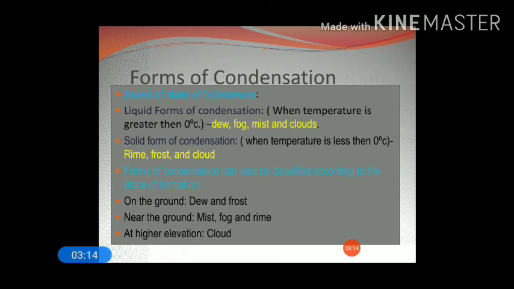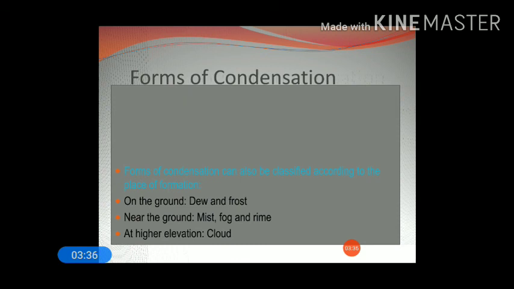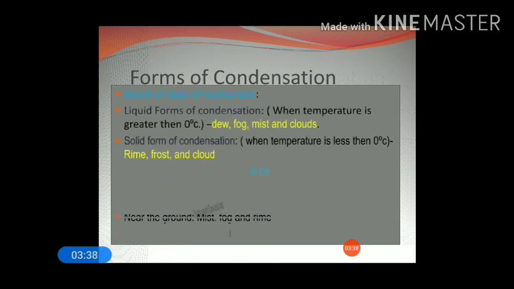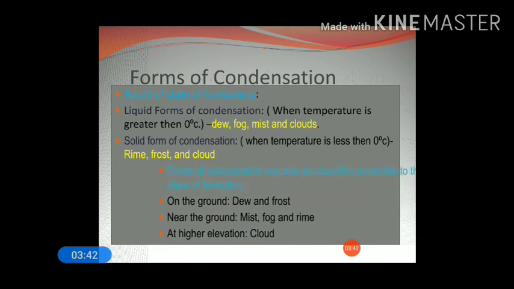Now forms of condensation can also be classified according to the place of formation. According to the place of formation, there are three types: on the ground, like dew and frost; near the ground, mist, fog and rime; and at a higher level, cloud. So this is based on the place of formation. The rest we will discuss one by one in the next video.